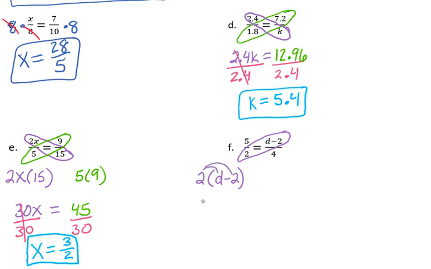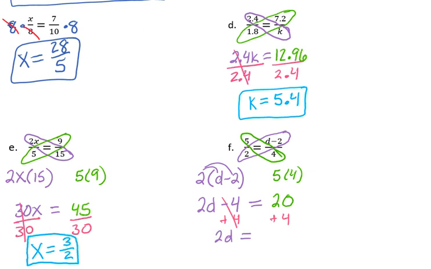Now I have to distribute, so I'm going to have 2d minus 4. Then I'll multiply my other diagonal, which is 5 times 4. So I'm going to find that I have 2d minus 4 equals 20 because 5 times 4 is 20. And now I need to solve for d. So I will add 4 to both sides. That's the inverse property of subtraction. And that's going to leave me with 2d equals 24.